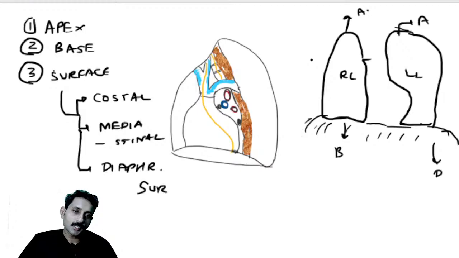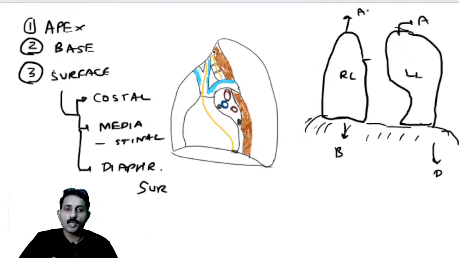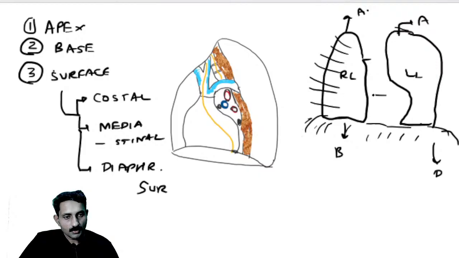Now, the surface which is present here, if we have the lung here, that surface is called costal surface. This entire surface is called costal surface. Now, if you view it from this side and this side, this part is the mediastinal surface of the right lung. This surface is the mediastinal surface of the left lung. Am I correct? The surface which is present here is called diaphragmatic surface.